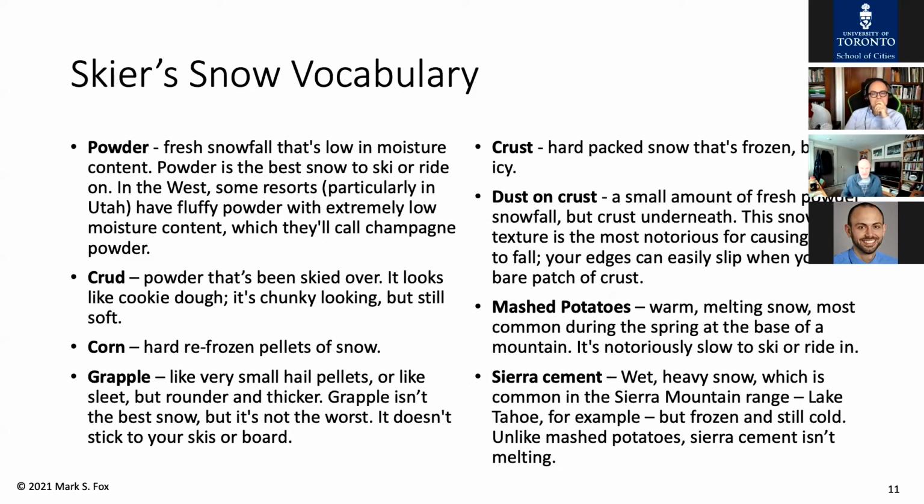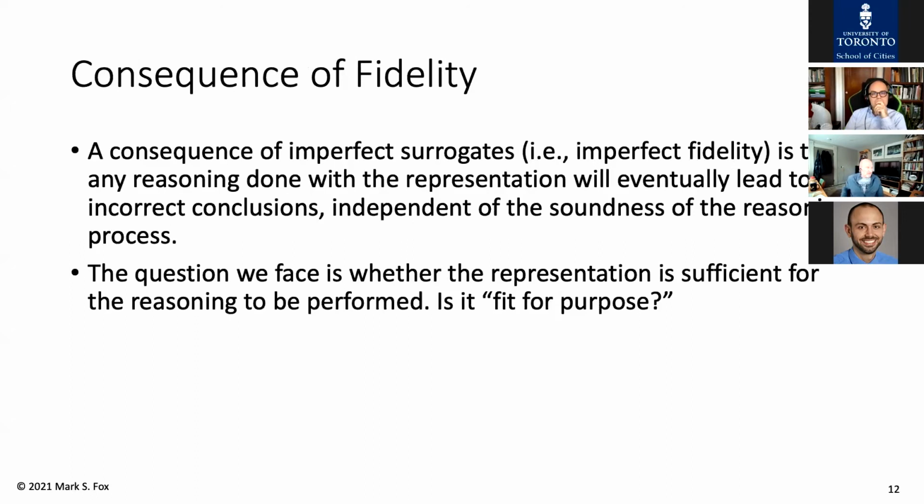And the consequence of imperfect surrogates, imperfect fidelity, is that any reasoning done with the representation will eventually lead to incorrect conclusions, independent of the soundness of the reasoning process. So the question we face is, again, this issue of fit for purpose. What is the appropriate representation? How high fidelity should I have? And that is ultimately driven by what the application is, what the nature of the reasoning is that I want to perform. And so that again raises this issue of what should I represent?